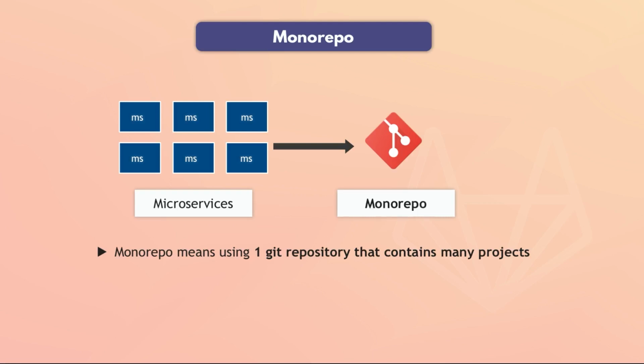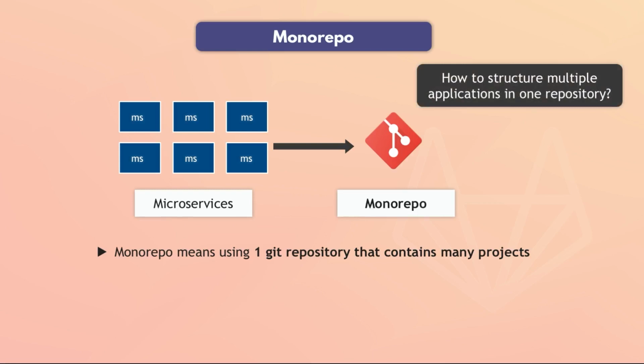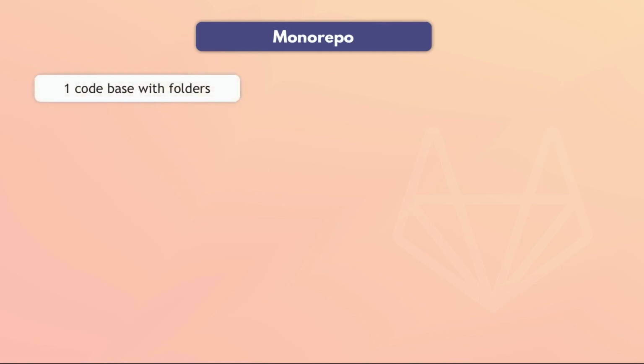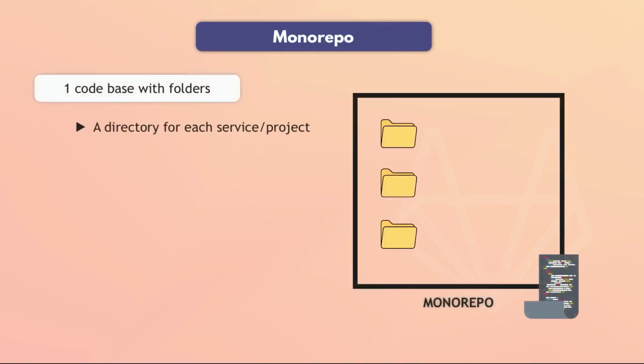So what's the difference here? Or how do we structure multiple micro applications inside one application repository? Well, a common way is using folders. So you have folders for each service, like shopping cart, payment, notifications, etc. And all the code for those services are in those respective folders.